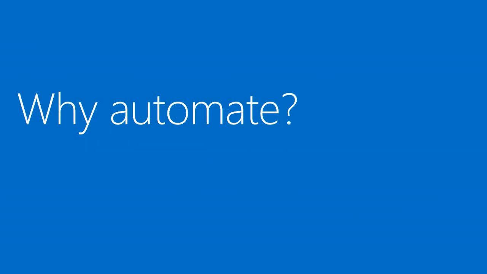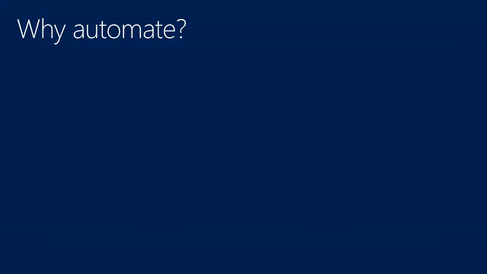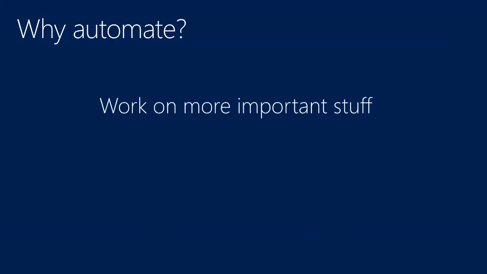So firstly, why automate in the first place? Well, I touched on it in my intro, but essentially we automate to allow us to work on more important stuff. No one likes doing boring tasks over and over again. And people are expensive. If you're a business owner out there, you know how much it costs to employ people. So you'd much rather be employing them to build new stuff, push the boundaries, work on cutting-edge technologies, rather than doing menial tasks over and over.